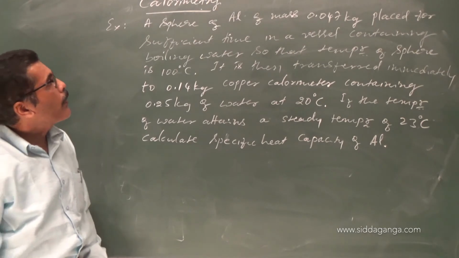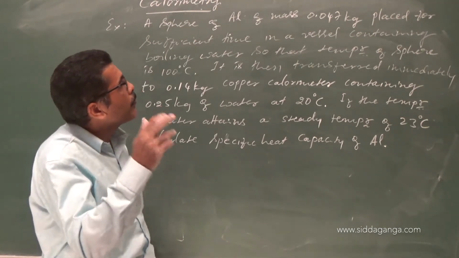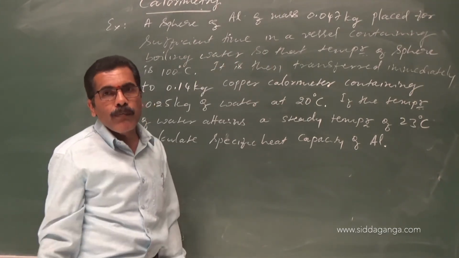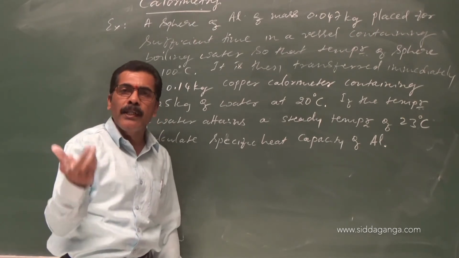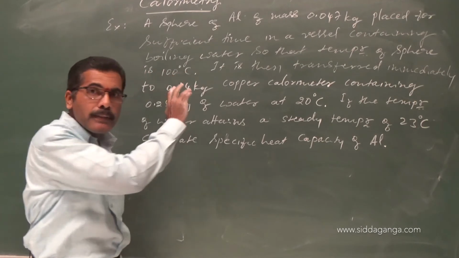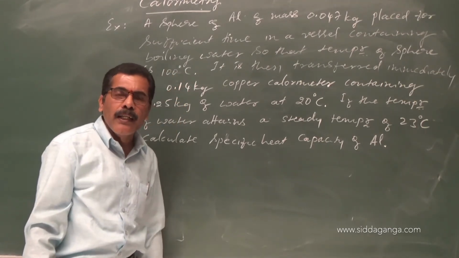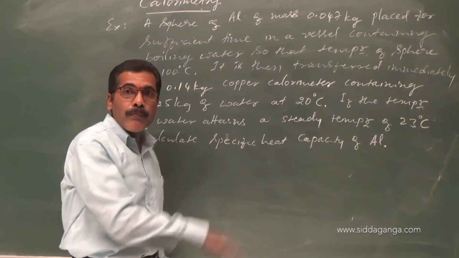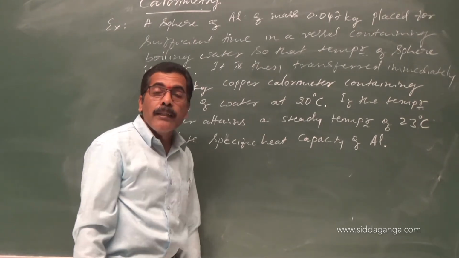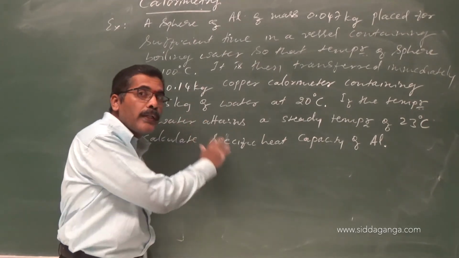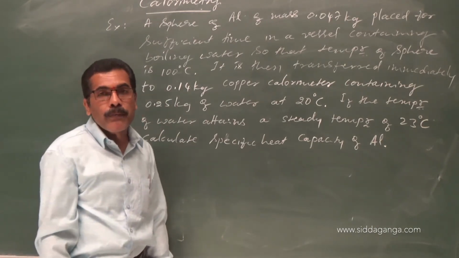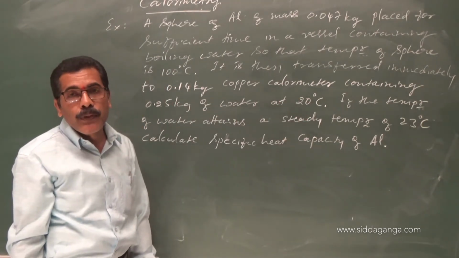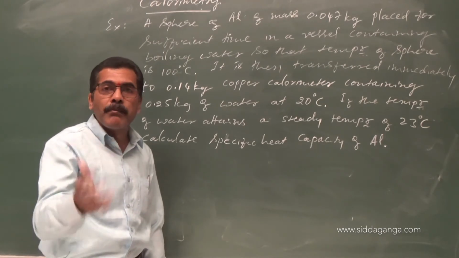See, here we have a sphere of aluminum which is placed for a sufficient time inside a vessel containing water. As I told you earlier, water started boiling, so that the sphere acquires the temperature of boiling water. So therefore now the sphere temperature is 100 degrees Celsius. So later on, you have taken a calorimeter, copper calorimeter. What is the mass of the calorimeter? 0.14 kg. And this calorimeter contains 0.25 kg, 250 gram of water, at 20 degrees Celsius.